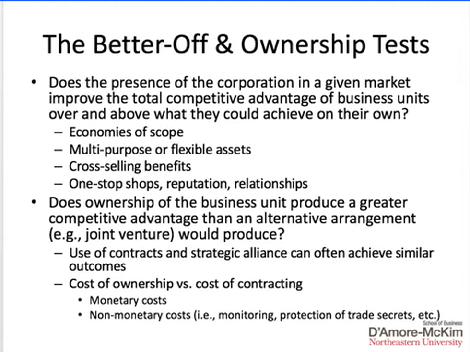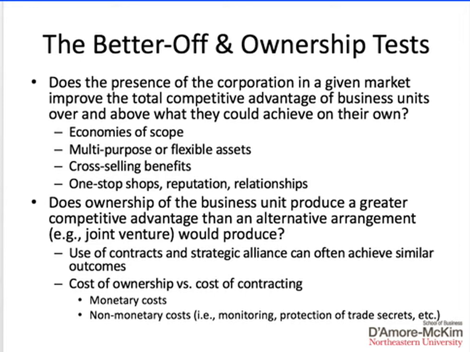Second, I may have multi-purpose or flexible assets that can be used across various industries. For example, my brand image or maybe my marketing capabilities. I might be able to cross-sell my products across multiple industries where I'm offering my products to various customer groups. And this allows me to, again, capture additional benefits. I may also offer my customers a one-stop shop if I operate in multiple industries that my customer purchases from.